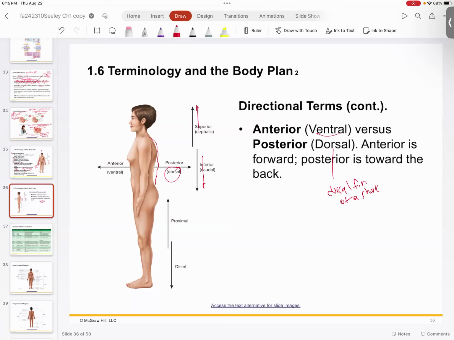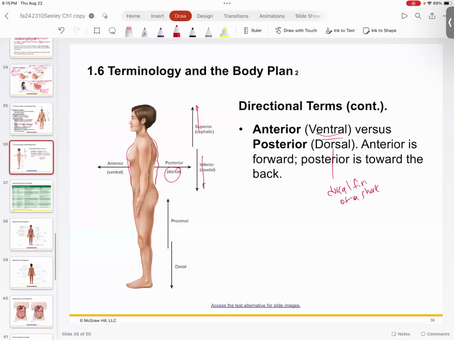And anterior is the ventral side. So the anterior is going to be your stomach side, or the ventral side, the belly side. And so those are a couple of major things. Those will change if you have a quadruped. Since we're bipeds, there's a specific aspect to it.